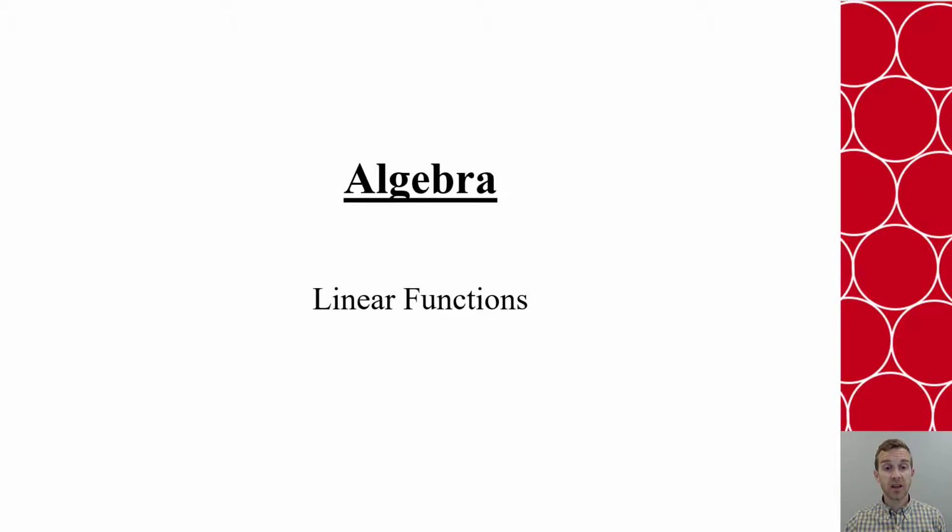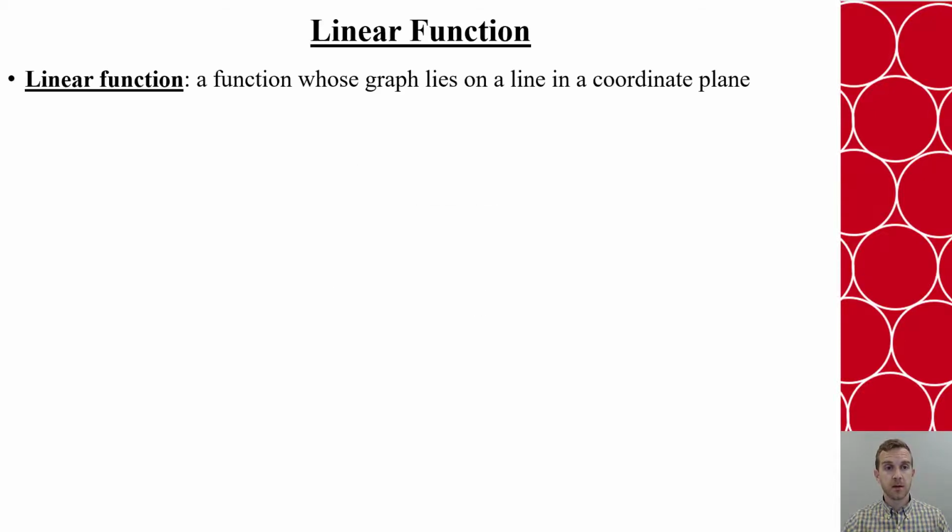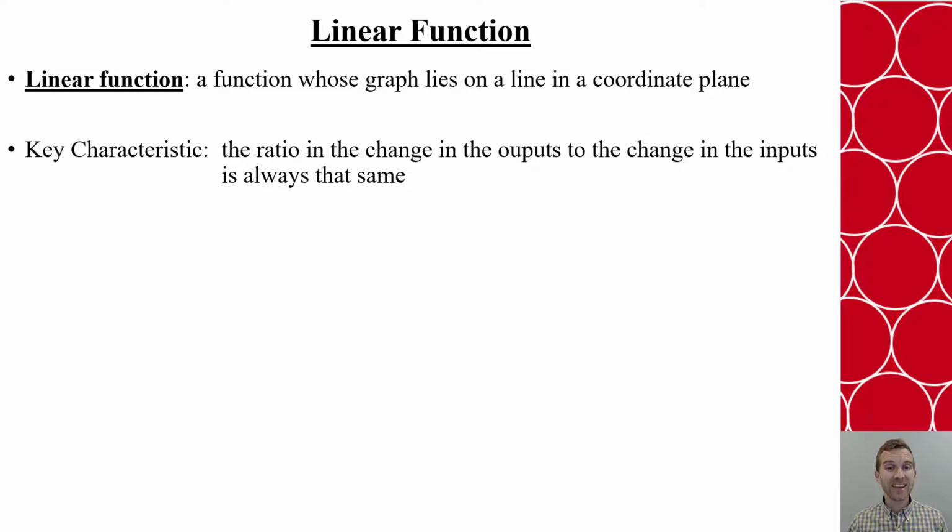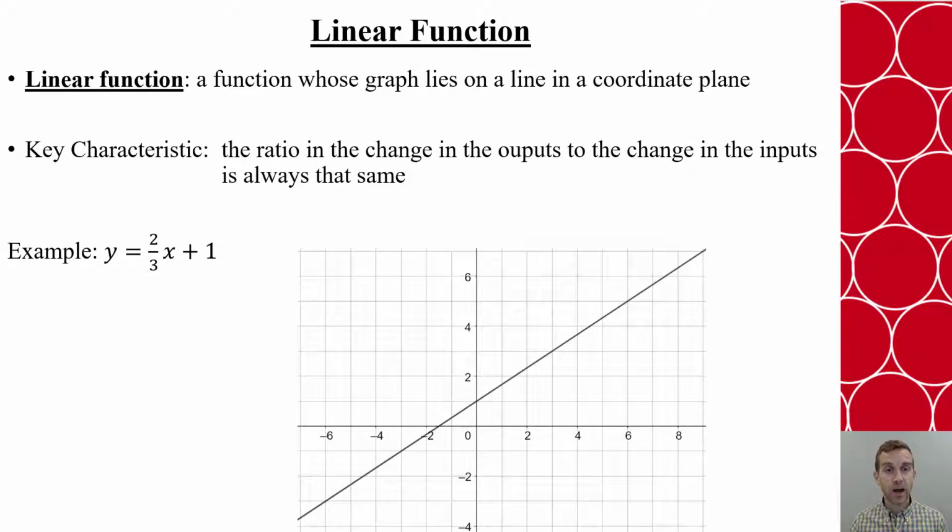In this video, we'll look at linear functions. Now, a linear function is a function whose graph lies on a line in the coordinate plane. And that key characteristic to creating the line is that the ratio in the change in the outputs to the change in the inputs is always the same. So if we look at the line y equals 2/3 x plus 1, here's the line's graph.